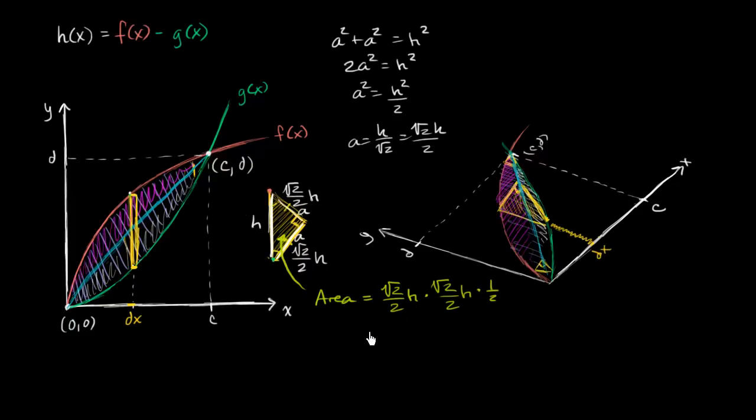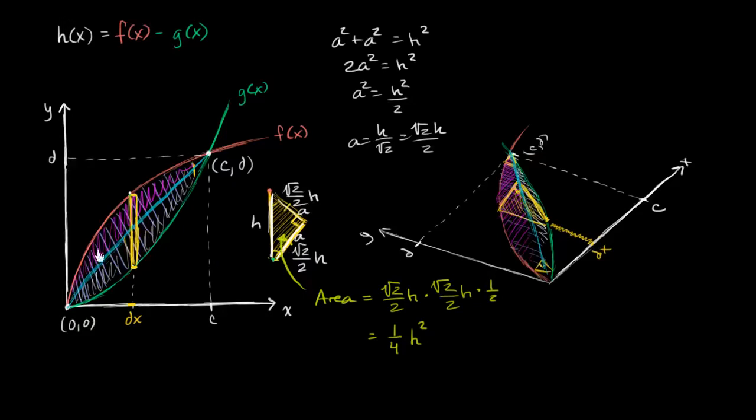So what's this going to be? Square root of 2 over 2 times square root of 2 over 2 is going to be 1/2, and then you're going to have another 1/2. So it's 1/4 h squared. Did I do that right? Yes, it's going to be 2 over 4, which is 1/2, and then times another 1/2 is 1/4. h squared is the area.